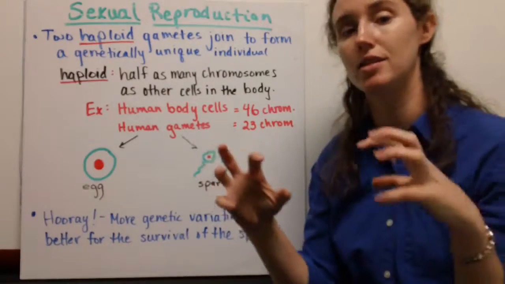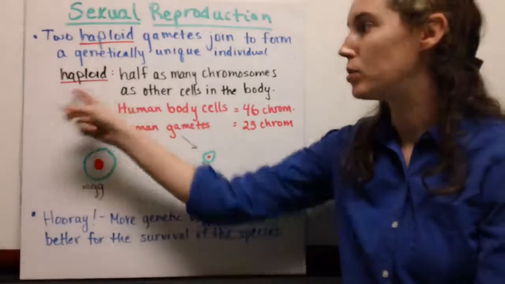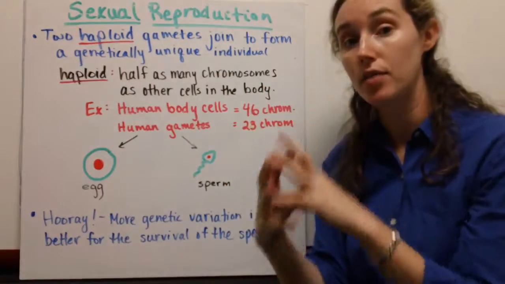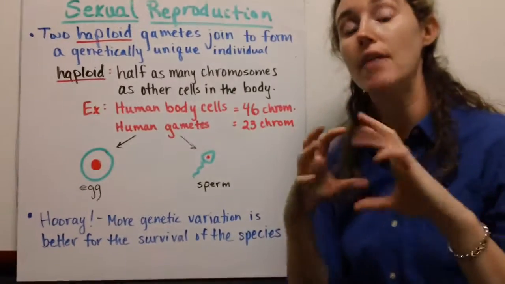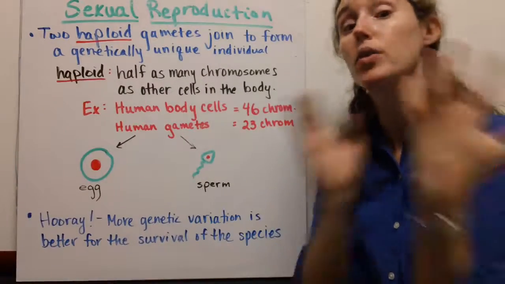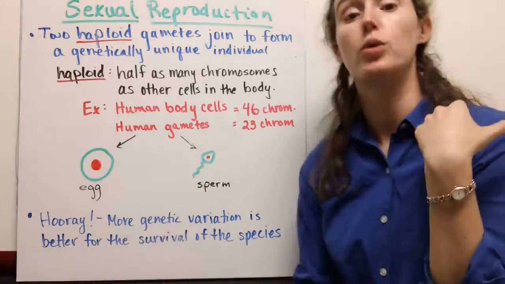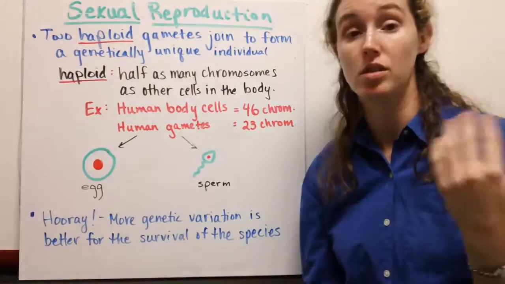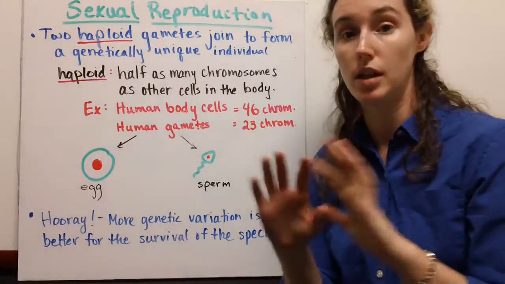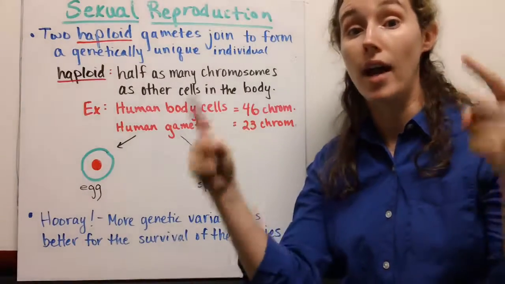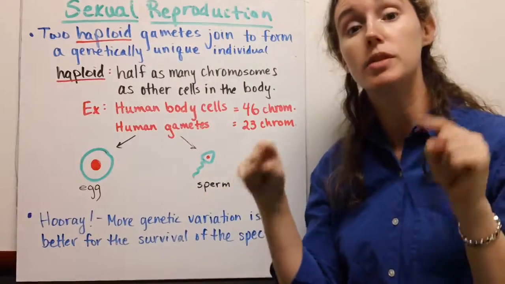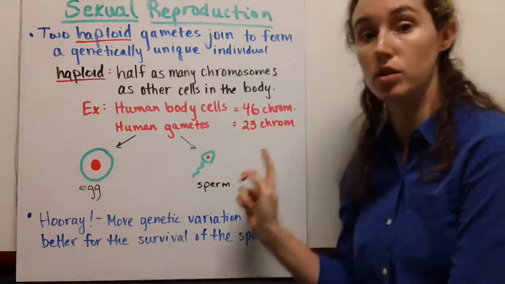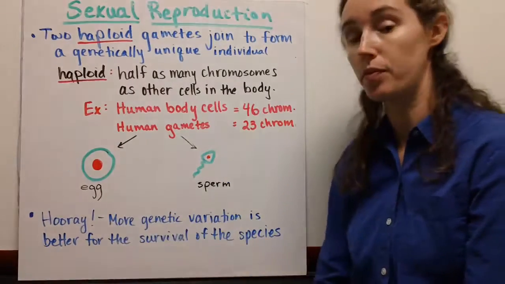So just to break this definition down, haploid means these are cells that have half as many chromosomes as every other cell in your body. So in humans, our cells, like our skin cells and our muscle cells, have 46 chromosomes in every cell. And so our haploid gametes, human sperm and egg, will have half that many. So we have 23 chromosomes in eggs and in sperm.